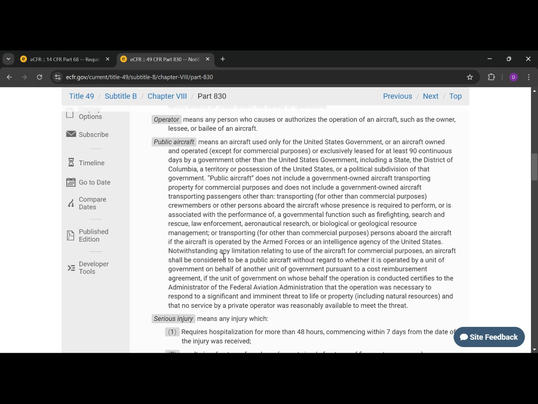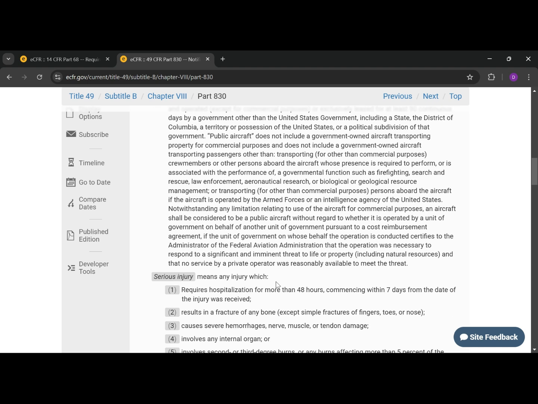Notwithstanding any limitation relating to the use of the aircraft for commercial purposes, an aircraft shall be considered to be a public aircraft without regard to whether it is operated by a unit of government on behalf of another unit of government pursuant to a cost reimbursement agreement if the unit of government on whose behalf the operation is conducted certifies to the administrator of the Federal Aviation Administration that the operation was necessary to respond to a significant and imminent threat to life or property, including natural resources, and that no service by a private operator was reasonably available to meet the threat.